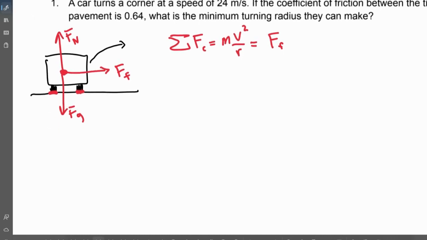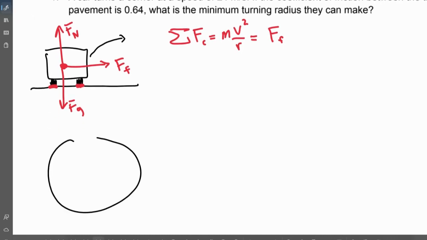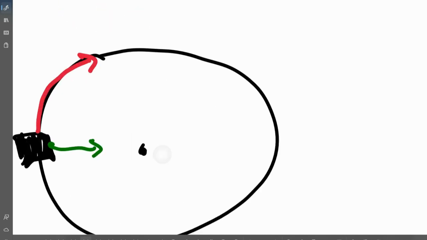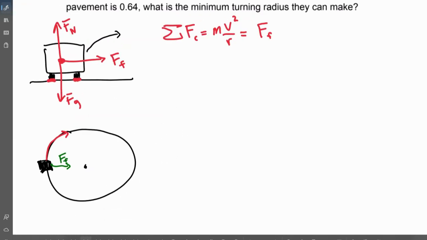We will always simplify these by saying that we're moving in a circle. There's the center of the circle. Here's our car, and our car is trying to turn away, but the force on the car is that way. That's the force of friction. That's the radius of our turn. The car is moving at some velocity v, and that's what your speedometer would tell you.